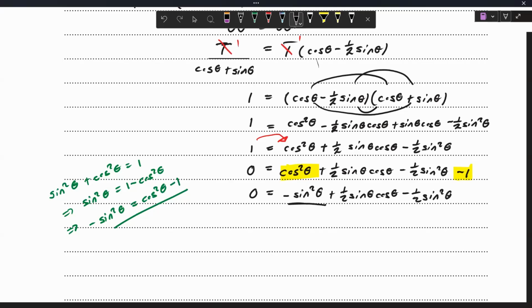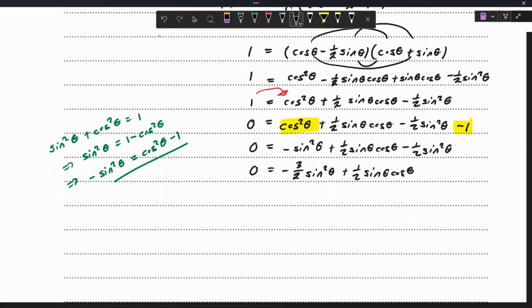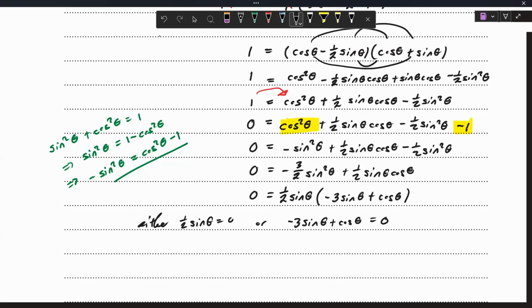And now minus sine squared theta minus half sine squared theta is actually minus 3 over 2 of sine squared theta, plus a half of sine theta cos theta. So 0 is equal to, I'll factor here a half of sine theta, which will give us minus 3 sine theta plus cos theta. So here it's going to be either a half sine theta equal to 0, or minus 3 sine theta plus cos theta is equal to 0.